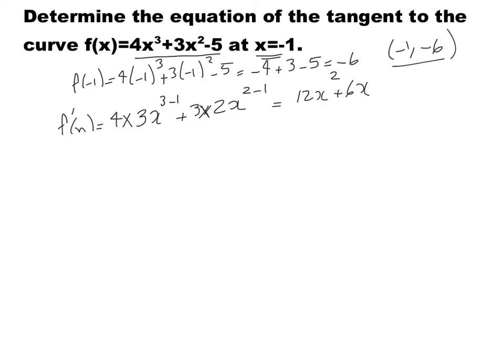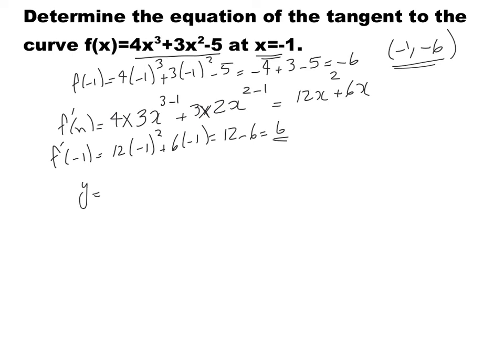This is the equation representing the slope at any point on the curve. Now the point is negative 1 and negative 6. So f prime of negative 1 is 12 times negative 1 squared plus 6 times negative 1. Negative 1 squared is 1, so 12 minus 6 is 6. So this is my slope.